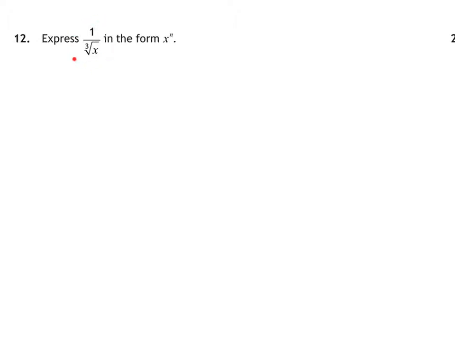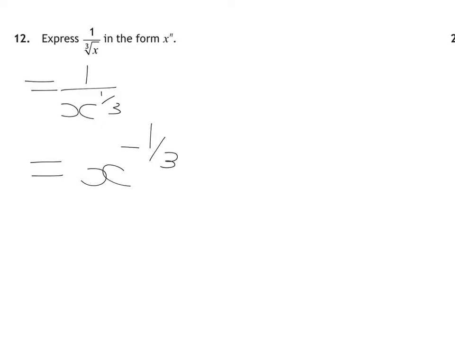Okay, so we need to rearrange this. I don't want this root sign. So how do we change a root sign? We change it into a fractional power. So the cube root of x is equal to x to the third. So we're going to start rewriting this. That is equal to 1 over x to the power of a third. Remember, that's your root, the 3 goes down there because it's a cube root. However, I don't want it as a fraction, so I need to bring this up, which means that becomes a negative power in order to bring everything up. So what I end up with is x to the power negative 1/3.